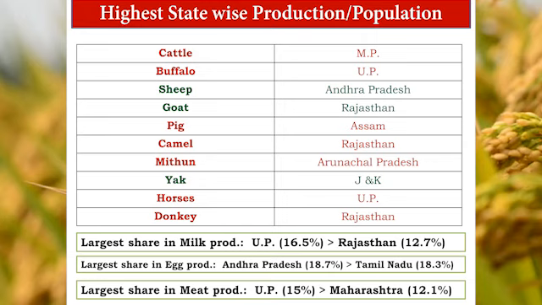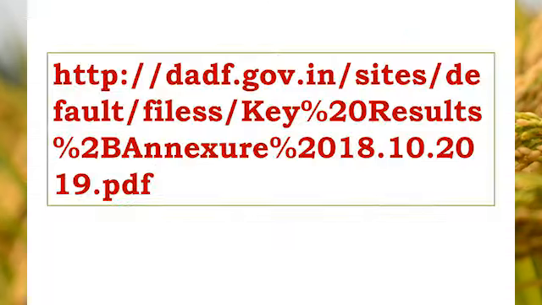If you look at the data state-wise for the largest share in milk production, it is UP, 16.5% of the total milk production in our country, followed by Rajasthan 12.7%. Largest share in egg production is Andhra Pradesh 18.7%, followed by Tamil Nadu 18.3%. Largest share in meat production is Uttar Pradesh 15%, followed by Maharashtra 12.1%. The percentage I have shown here is the percentage in the total production of that unit. This is the PDF report from where I have taken the data.